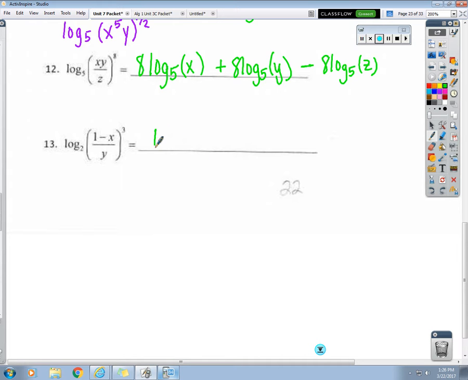So we'll write log base 2 of 1 minus x, and we'll write log base 2 of y. What sign will go in between those? Minus, because isn't it divided by? So minus, and then what else raised to the 3rd power? Everything. So we put a 3 in front of both of them. Okay, turn to the next page.